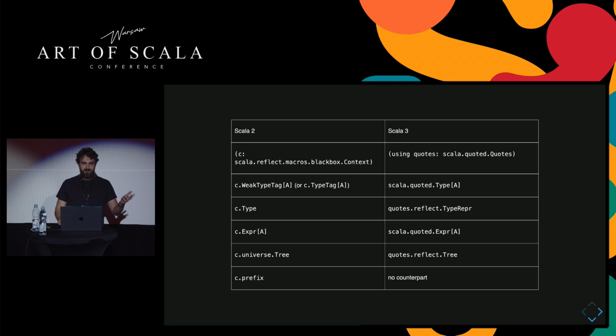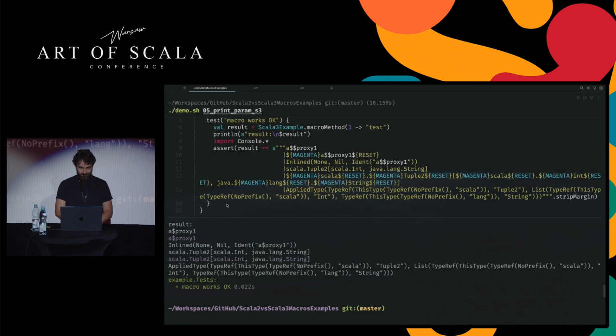So far, we could see that Scala 2 requires us to pass this blackbox Context, Scala 3 requires us to pass this Quotes. Scala 2 has WeakTypeTag, Scala 3 has Type. The untyped version is called Type in Scala 2, TypeRepr in Scala 3. Expressions have the same name in both, just defined in different places. There is also this one thing called prefix, which I could also show you, which only exists in Scala 2, not in Scala 3. And it also tells us a little bit about how macros work.